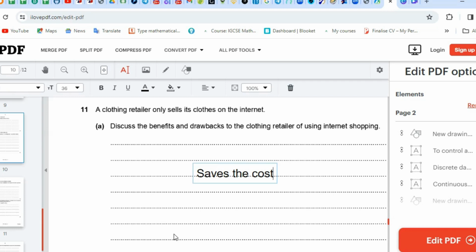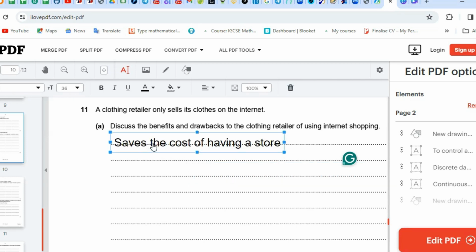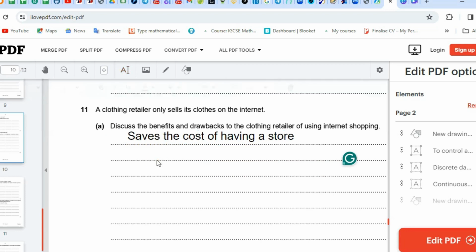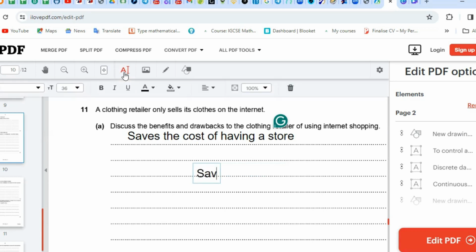2, it saves the cost of rent. You don't need to rent anything. So it saves you the cost of rent.